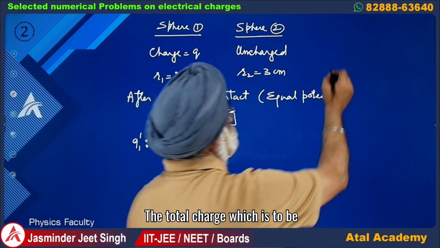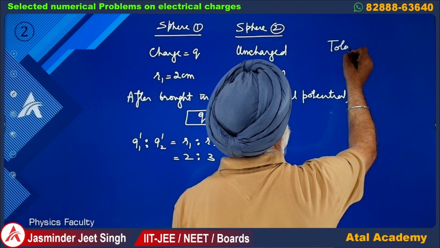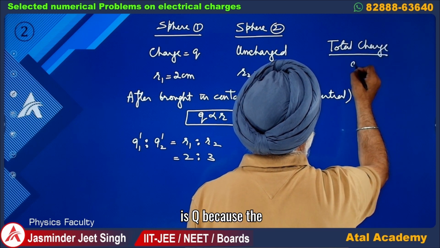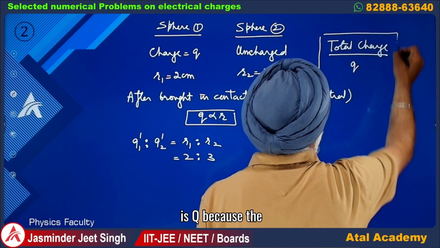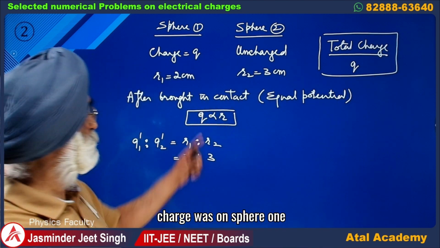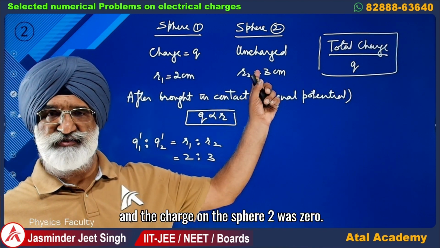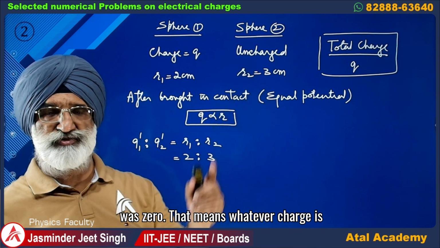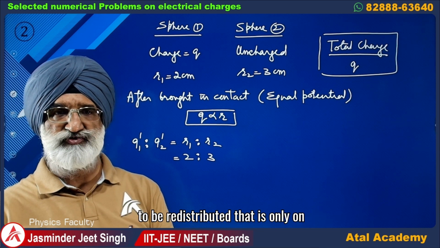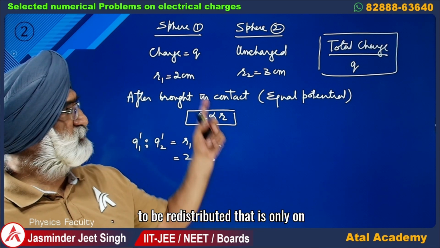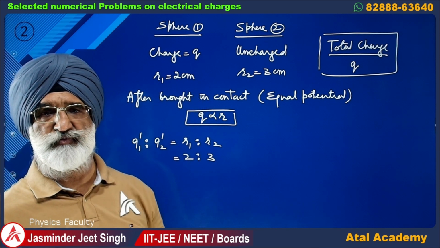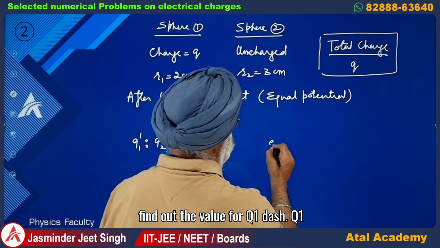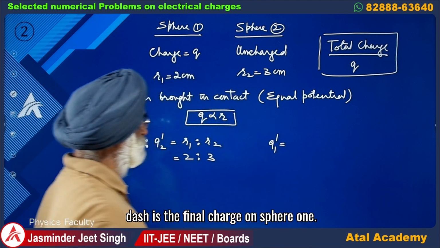The total charge which is to be distributed is q, because the charge was on sphere 1 and the charge on sphere 2 was 0. Initially the charge on sphere 2 was 0. That means whatever charge is to be redistributed is only the charge on sphere 1, that is q. So let's find the value of q1 dash, the final charge on sphere 1.